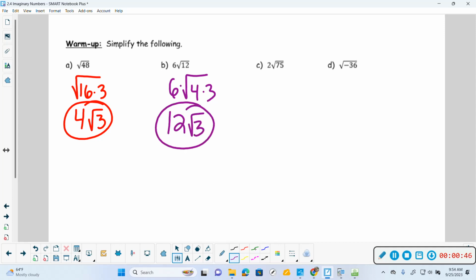Okay, what's the biggest perfect square that goes into 75? 25, I heard it. It goes into there 3 times. So hopefully from here we can get our final answer. Square root of 25, 5. What's 5 times 2? 10. So we have 10 root 3.